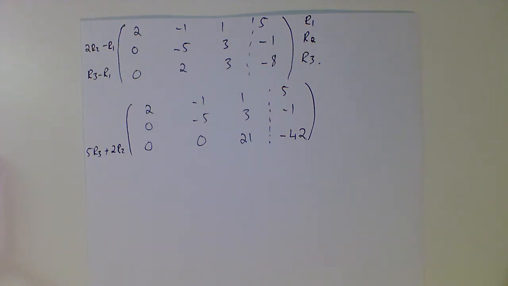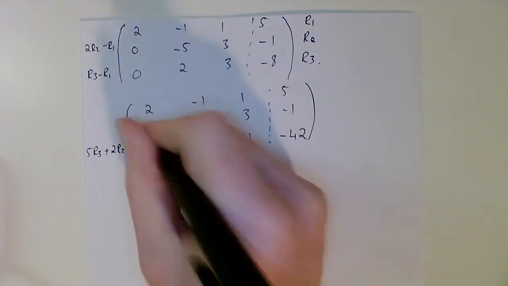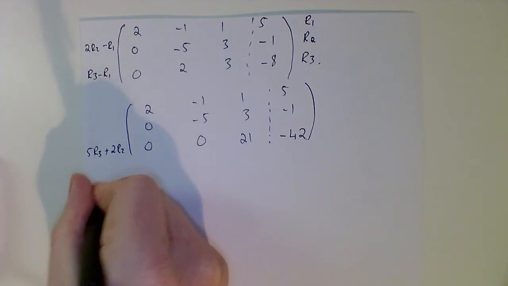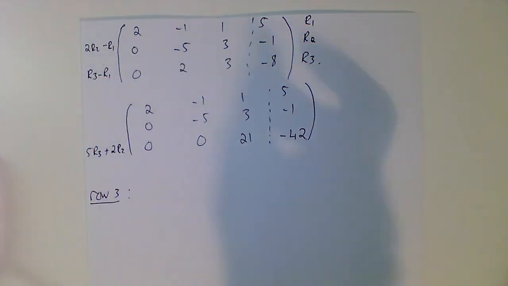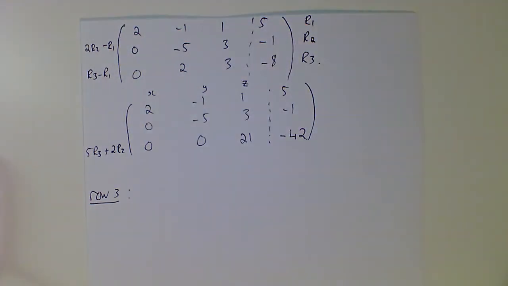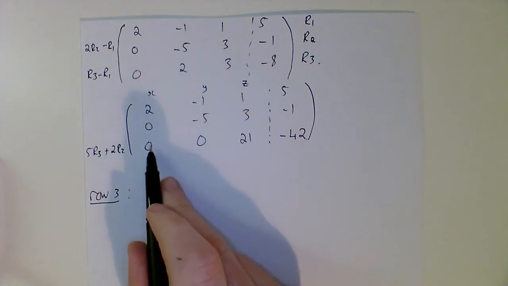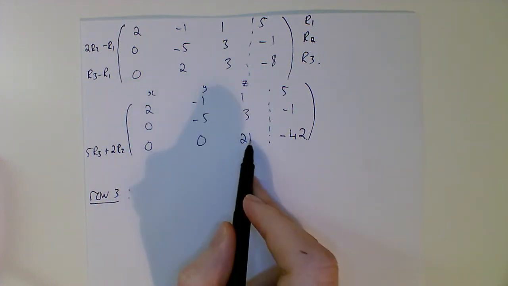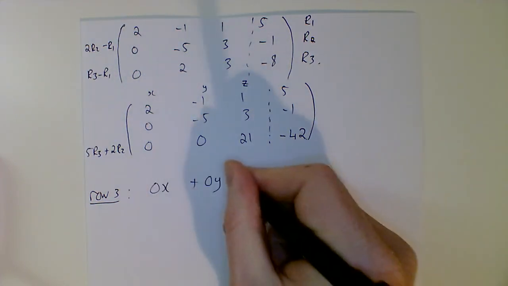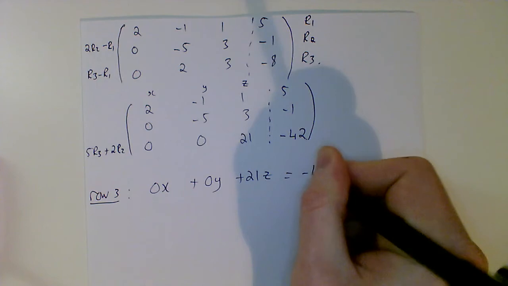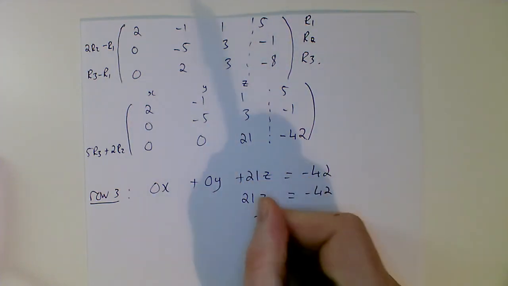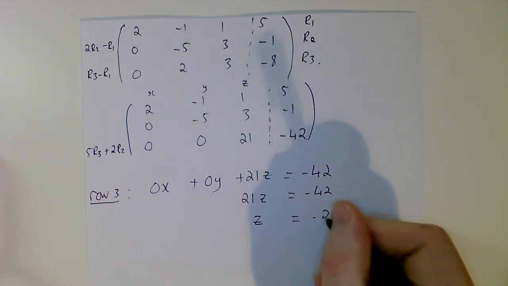So we've got the bottom left hand corner elements to be 0. Now, all we need to do is read off a row. So row 3, remember, that's x, that's y, that was z at the start. So that's telling me that 0x plus 0y plus 21z is negative 42. So that's obviously 21z equals negative 42. So z is negative 2.